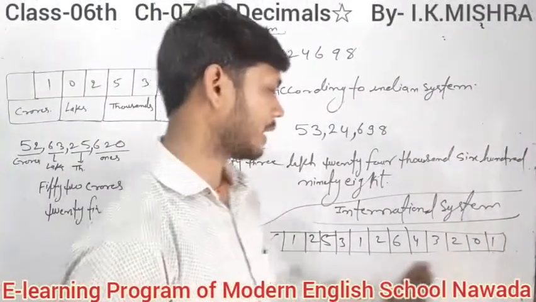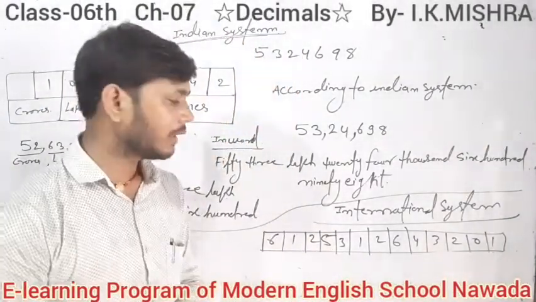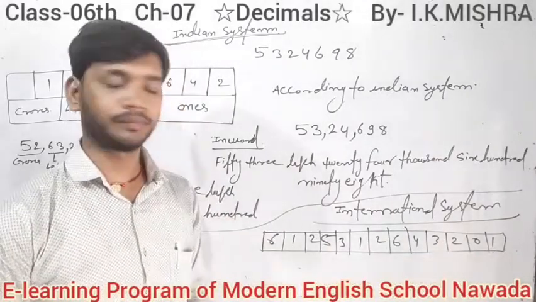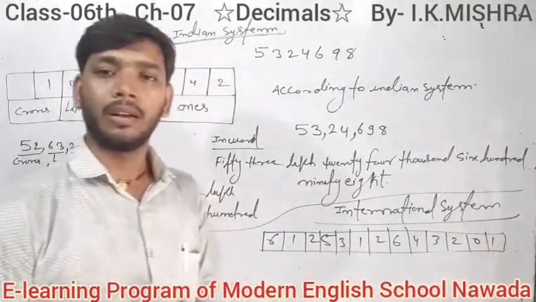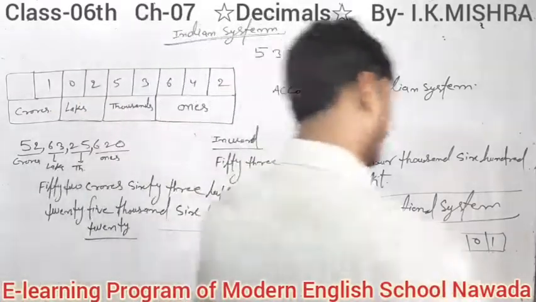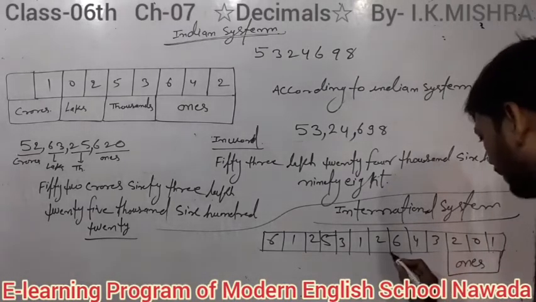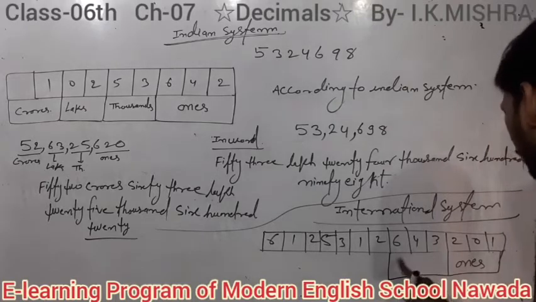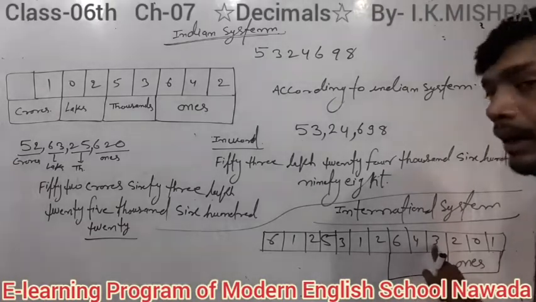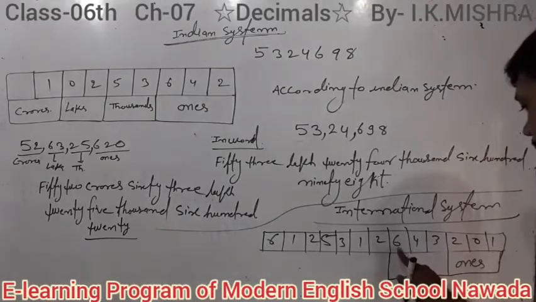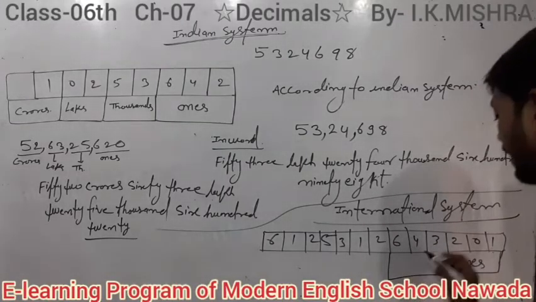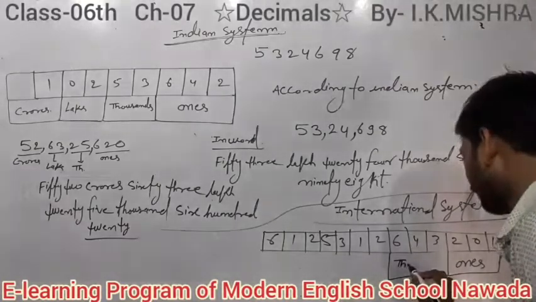Here the numbers are written. Students, in the international system, each period will be of 3 digits. Observe 201, that means 201, and this period is known as the ones period. After that 3 digits. Here students observe 643, and this number is collectively called 643, and this period's name is thousand.